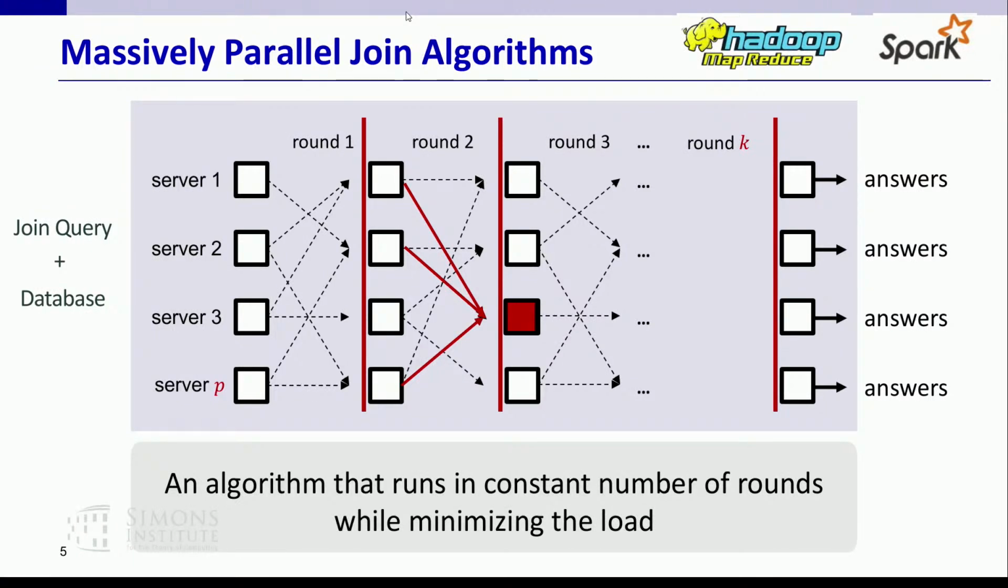So given an input join query and the database distributed over the machines, the computation proceeds in rounds. In each round, the servers can communicate with each other and then perform some local computation. The complexity of an algorithm in the massively parallel computation model is measured first by the number of rounds and then the load, which is the maximum size of message received by any server in any round. So here the target is to design join algorithms that achieve the optimal trade-off between the round complexity and the load complexity.